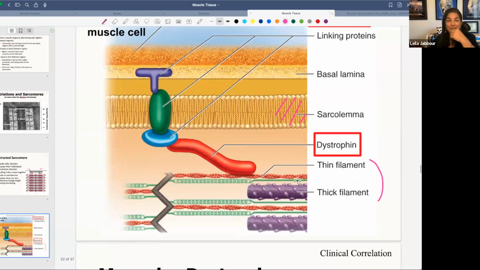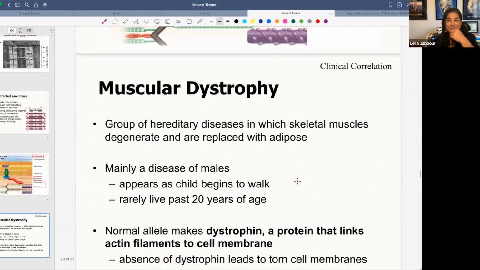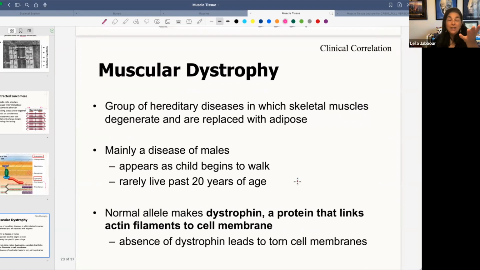Why am I talking about this? Because I want to make a clinical correlation. Muscular dystrophy is a perfect example of one molecule not working properly and creating havoc on the muscular system. It's kind of like hemoglobin in sickle cell anemia. One molecule. This is a hereditary disease, so it's genetic and passed on. It's a genetic mutation that is passed on to offspring. And the mutation is about dystrophin.